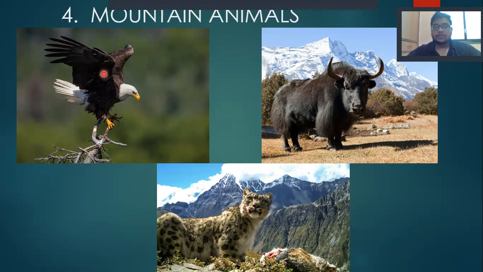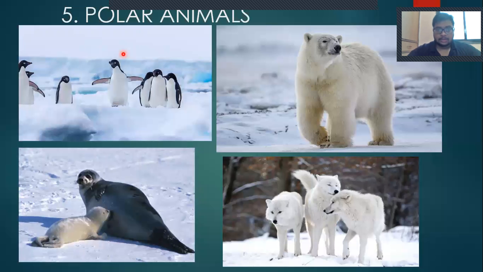Okay, these are some mountain animals which could be found on mountains. Then there are polar animals. So remember what I said about polar. They are very cold, extremely cold temperature. They are surrounded by ice. So there live penguins, then polar bears, then seals, and fox.